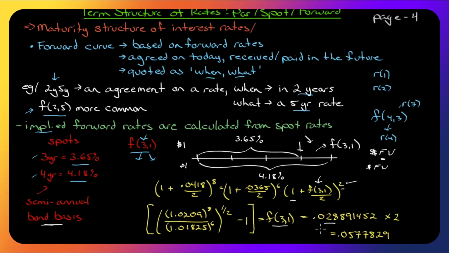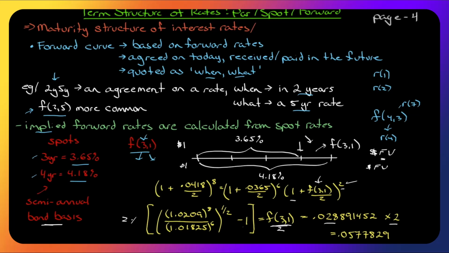We get 0.0289152. Then we'll just multiply by 2. I should have said this is F31 over 2 because we didn't get rid of the 2. Typically, we would put the 2 on this side, and we would arrive at 0.0577829. That is F31. And you can satisfy yourself that that works.